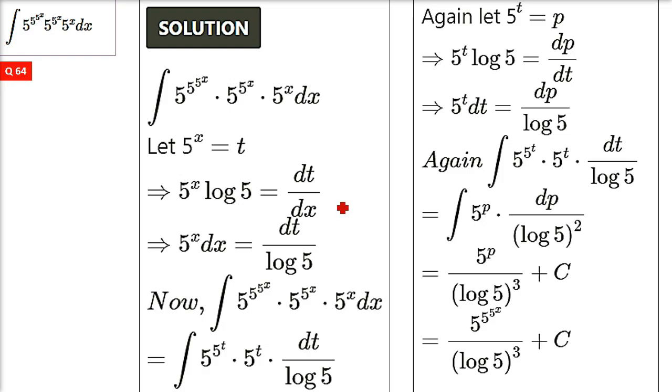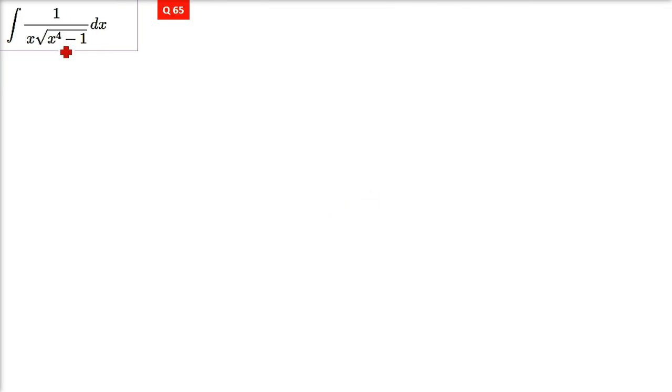There will be two levels of letting or assuming. Next, 1 by x under root x to the power 4 minus 1. How are you going to get x in the denominator? X to the power 4 can be written as x square whole square. That we know. X square differentiation will be 2x, but 2x is in the denominator. It means x is in the denominator. That is the problem we are facing. So what we are going to do here is, we'll make certain adjustments. What will be the adjustment?